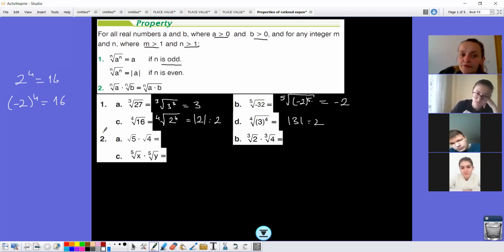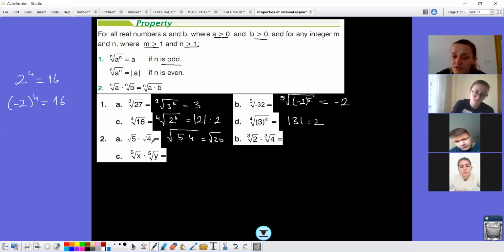In the second property here, what it says is, if you have nth root of A times nth root of B, you can write them in the same radical sign. So what will be square root of 5 times square root of 4? We can write it as square root of 5 times 4, which is square root of 20. Directly you could write 2 root 5, because square root of 4 is 2, but we want to show the property, so I'm writing square root of 20.